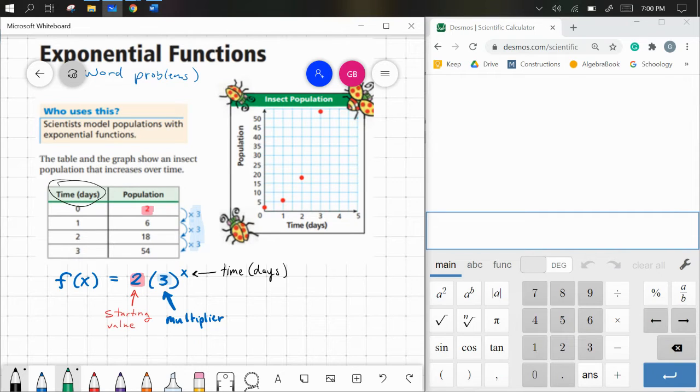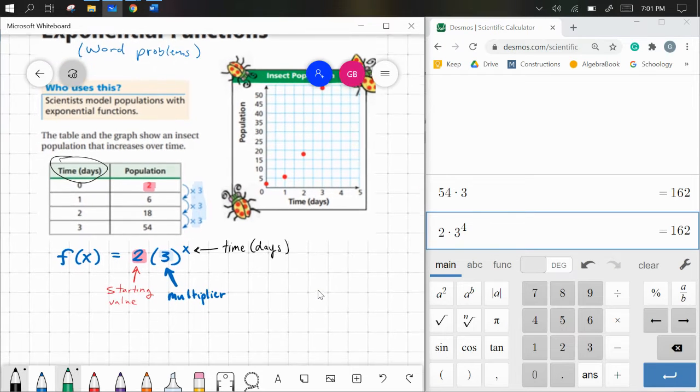And we could use the calculator here to find the next number. So using the pattern, on the 4th day, it would be 54 times 3, which is 162. Or if I plug in 4 into the function, it would be 2 times 3 to the power of 4, which is 162. So that's a quick explanation of exponential functions.